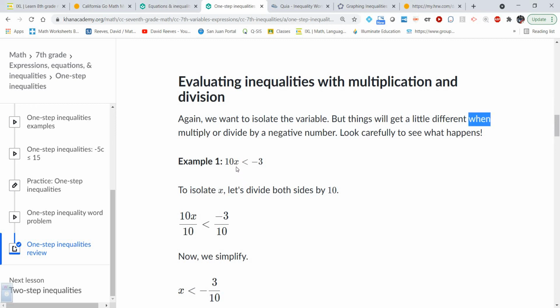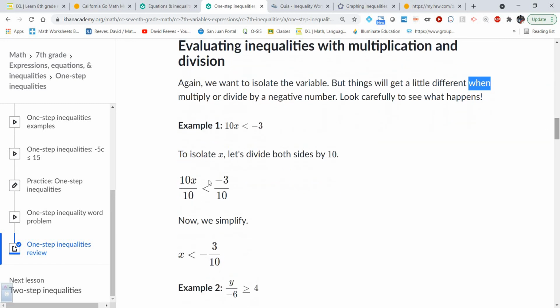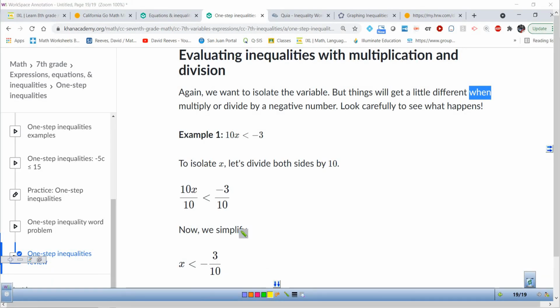All right, but what about with multiplication and division? All right, so they have an example here. 10x is less than or equal to -3. So what did they do? They divided both sides by 10. Now, this is very important. They are dividing by a positive number. When you divide or multiply by a positive number, it does not change the truth value of the inequality. If it started true, it stayed true.